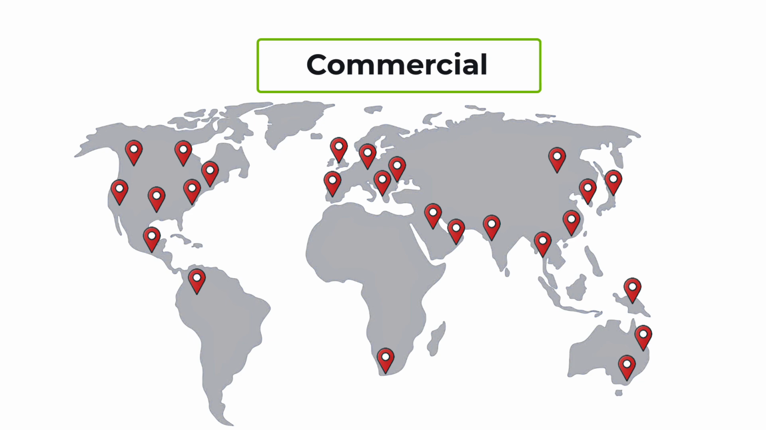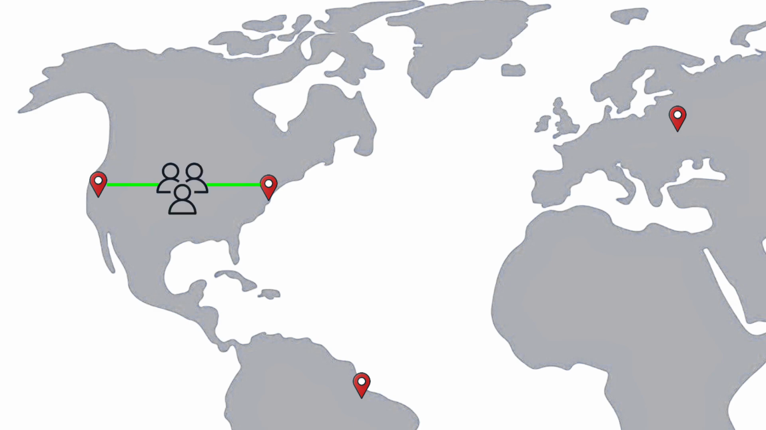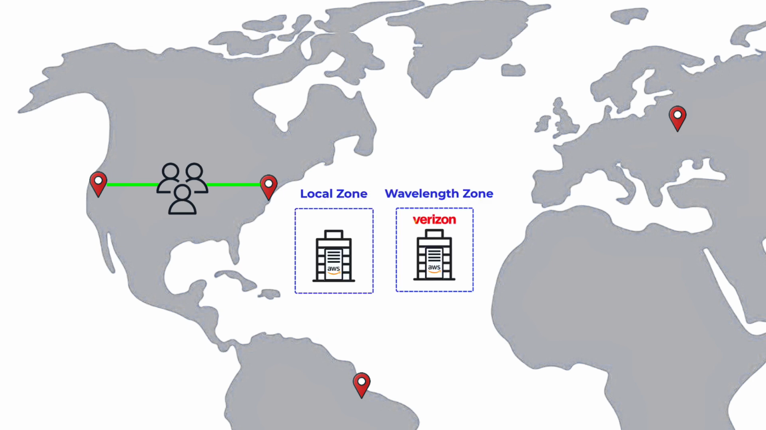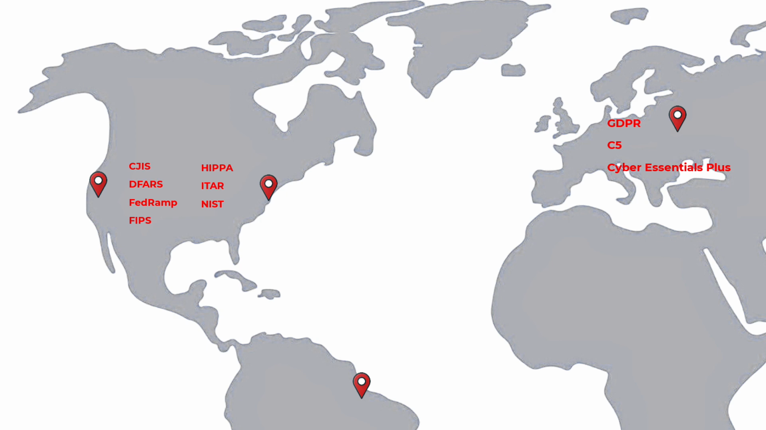So how do you choose which region to use? This is where you should consider latency. In other words, you want to select a region that is closest to your users to provide the best experience. If you're considering using local zones or wavelength zones to further reduce the latency, just keep in mind that these are not available in every region. Another important consideration when selecting a region is your compliance requirements, such as data residency requirements.